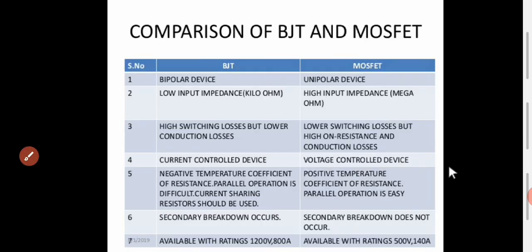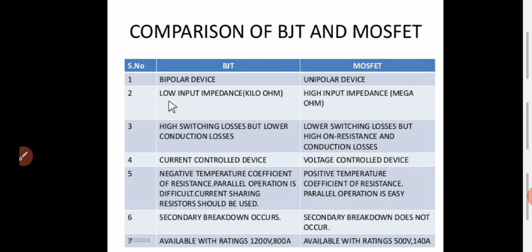Now comparison between BJT and MOSFET. The BJT is a bipolar device, bipolar junction transistor. Bipolar means the current flows due to the movement of both holes and electrons, while the MOSFET is a unipolar device, which means current flows depending on either the holes or electrons, depending upon the construction of the MOSFET, like the N channel MOSFET or P channel MOSFET.